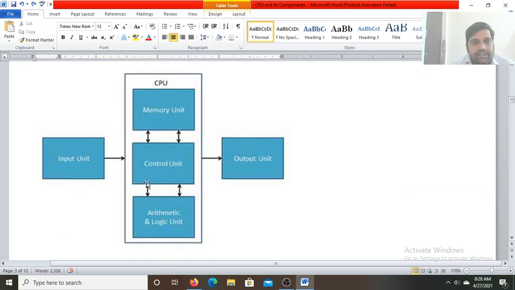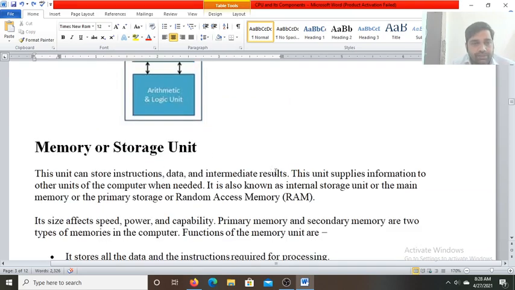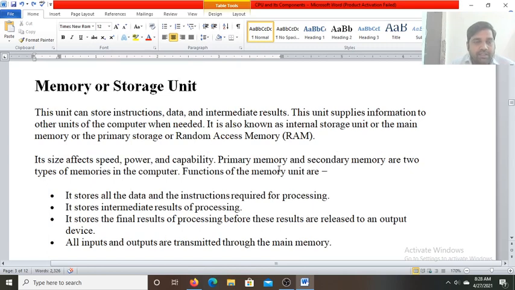As you can see, this is the diagram of the components of the CPU. Now first the memory or storage unit. So basically the memory unit of the computer is divided into two categories, that is the internal memory and the external memory. So memory unit is the principal storage of the computer, means where the data and instructions are stored.